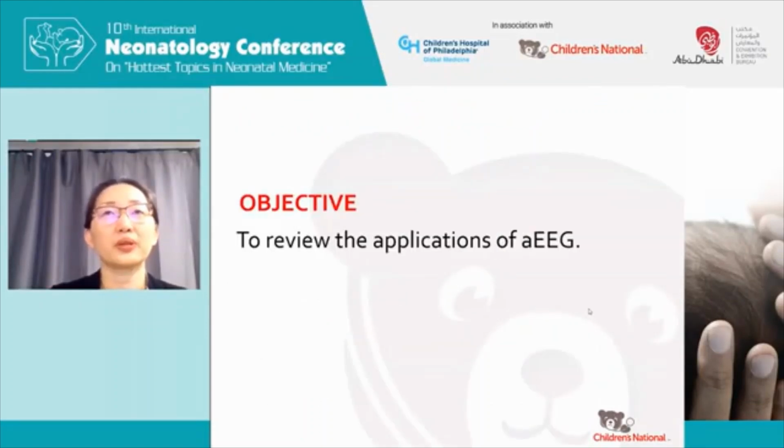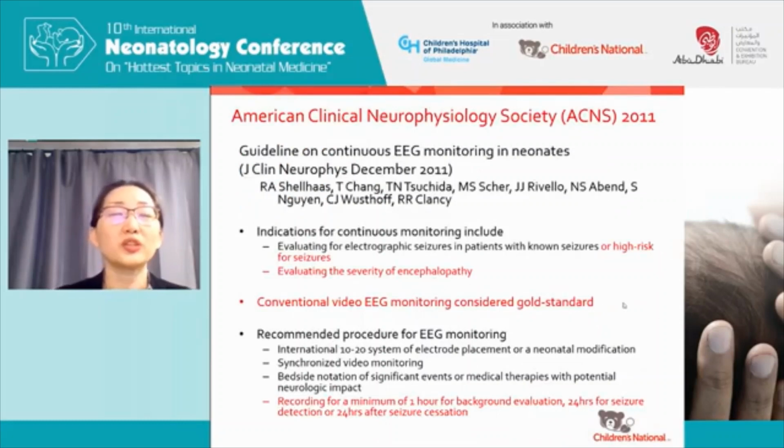So let's review the applications of A-EEG. When can you use A-EEG? The exact same situations and indications that you can use an EEG for. They can help identify encephalopathy, gauge the severity of encephalopathy, and tell you whether that encephalopathy is getting better, worse, or staying the same.